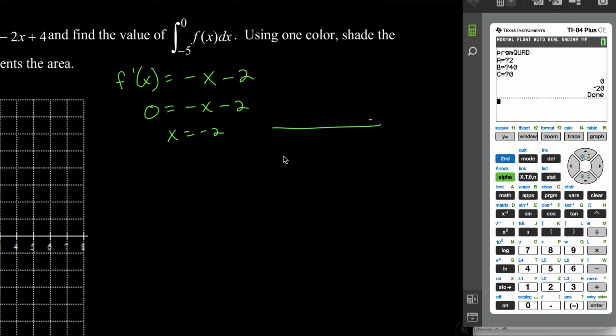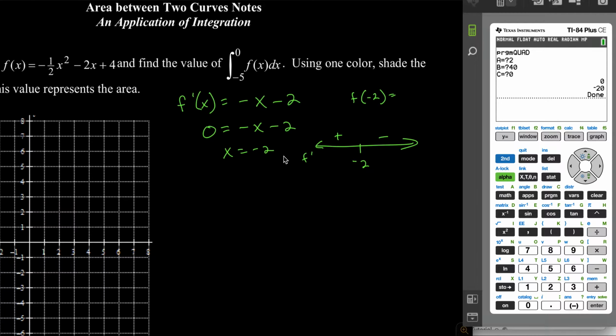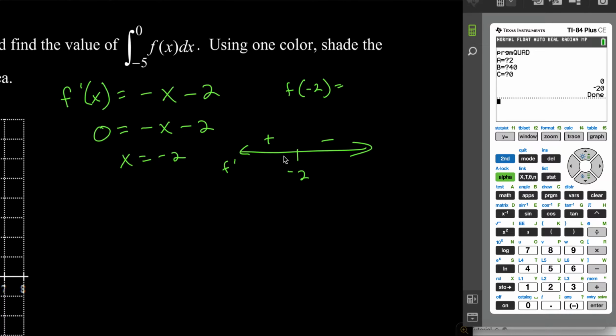But if I wanted to, I could go f prime, put my -2 on there, and test my derivative. If I plug in -3, I get 3 minus 2, I get a positive for the derivative. And if I test 0, I get a negative. So the derivative switches from positive to negative. That makes it a maximum. To find the y value, I'm going to do f of -2. So if I plug in -2 there, I get 4 times -1/2 plus 4 plus 4. That's going to be 6. So the vertex, I know, is -2, 6.